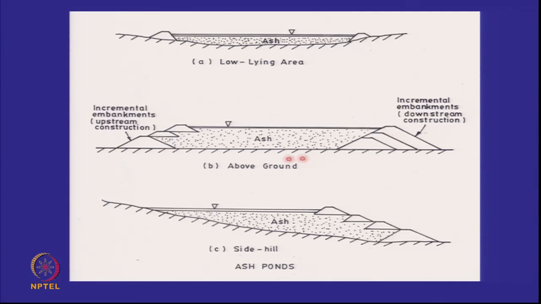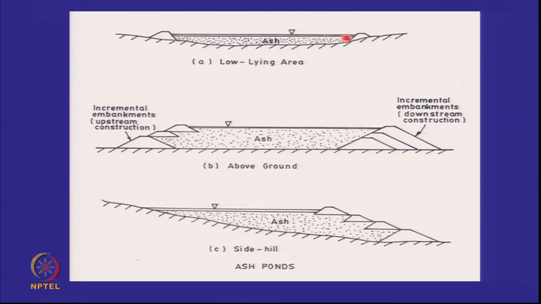Now nobody constructs the 25-meter high embankment right away in the beginning. It's a lot of investment. So what we do is something called incremental raising. Every 3 to 5 years we will raise the embankments and do slurry deposition. Now there are different techniques of raising. This is called the upstream and this is called the downstream and other techniques. But what I want you to see is that raising is done incrementally.